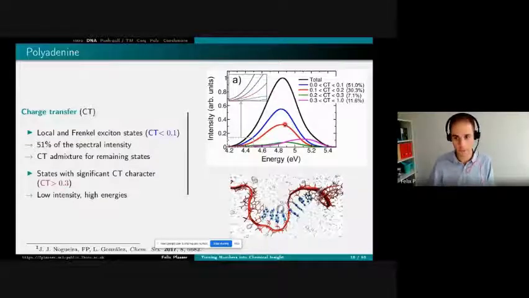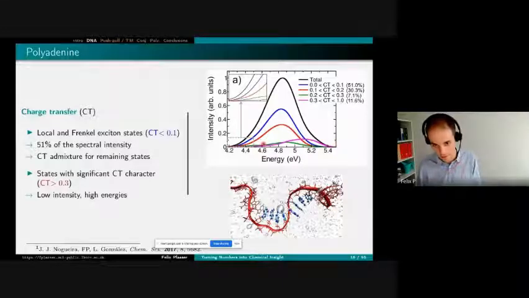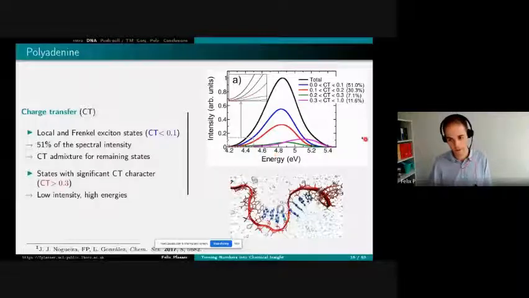And then, for example, the ones with high charge transfer character show up at particularly high energies here. So this is also an interesting question because people have talked about whether the red tail of the spectrum would be dominated by charge transfer states. But at least at our level of theory, we can say no, the charge transfer states go to very high energies.